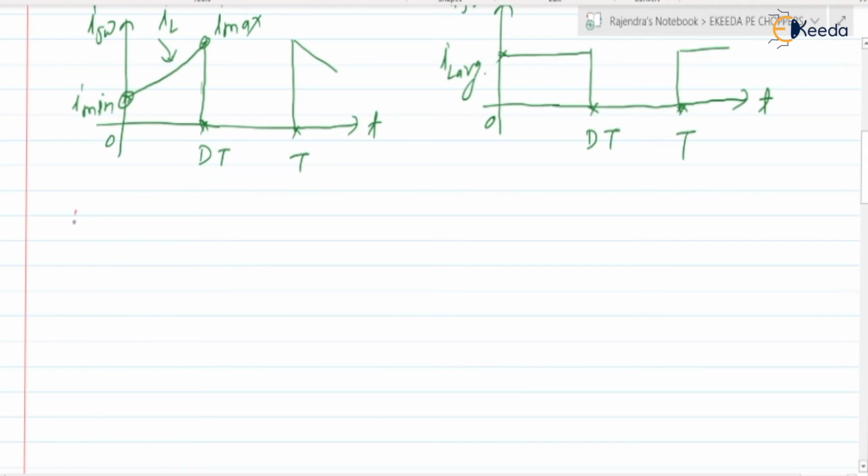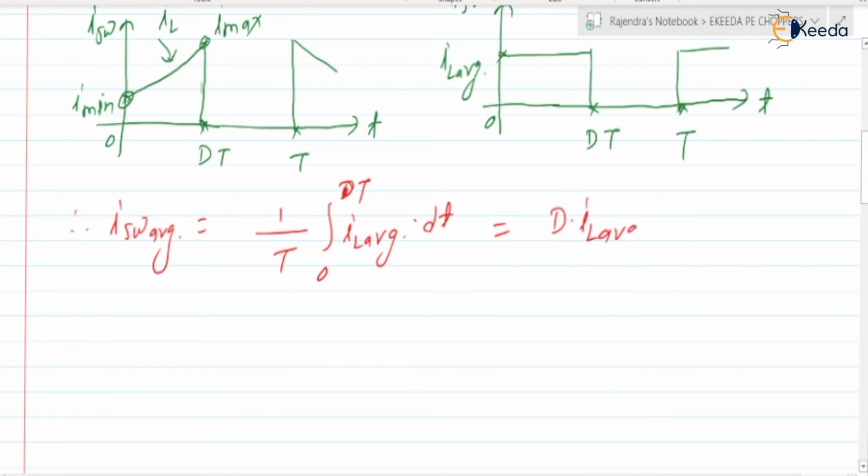Therefore, ISW average is equal to what? 1 by T integration from 0 to dT. During this interval, what is the value of ISW? It is the same as IL average, into dt. If we simplify it, we get D into IL average. Further we can replace this IL average in terms of I0 average.